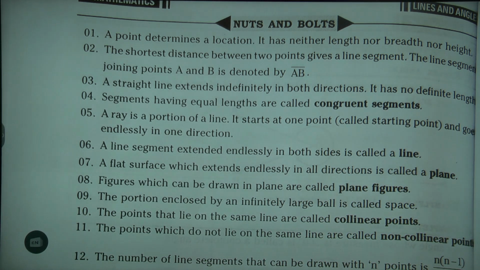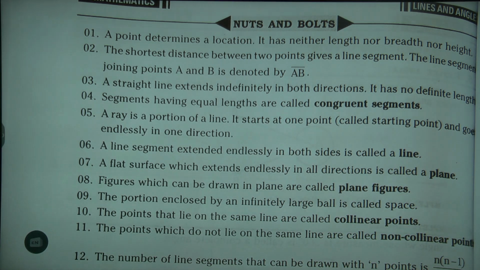The shortest distance between 2 points gives a line segment. The line segment joining the points A and B is denoted like this. And then a line: a straight line can be extended indefinitely in both directions. It has no definite length.